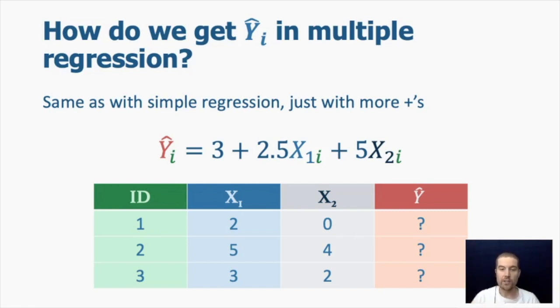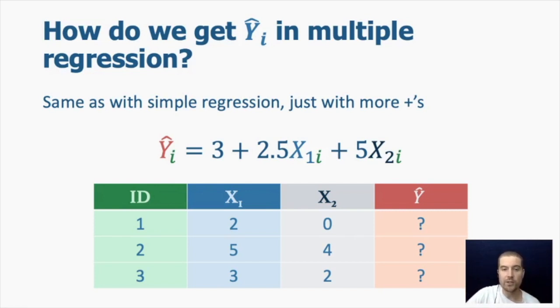Well, it turns out we can just plug in values. So here we have a column of x1s where we have 2, 5, and 3. Those are for different people, thus the ID variable. So for person number 1, they scored a 2 on their x1 variable and a 0 on their x2 variable. So what we can do is just plug in those numbers to get our predicted value.